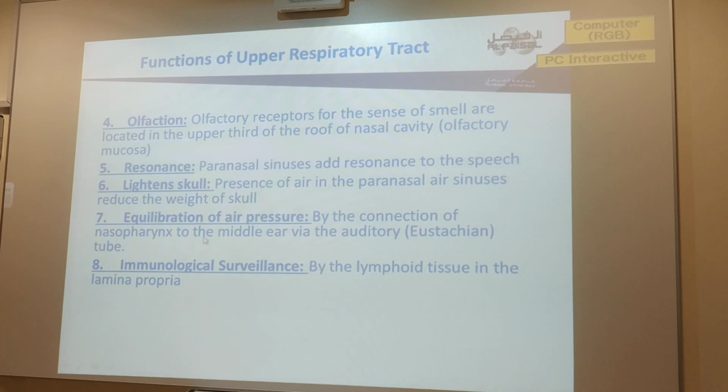Okay? Now, light skull, yes, by the presence of the air sinuses in the skull bones, otherwise they would have been very solid and heavy bones. Allah subhanahu wa ta'ala has made them light. Equilibration because of the auditory tube, and most important, just one and a half lines, but there is a story.